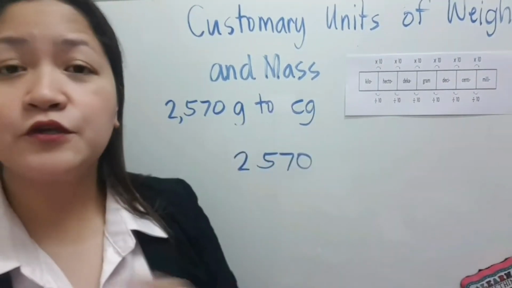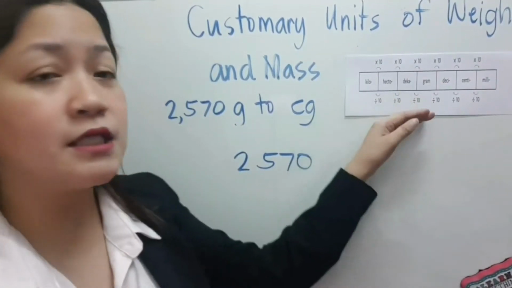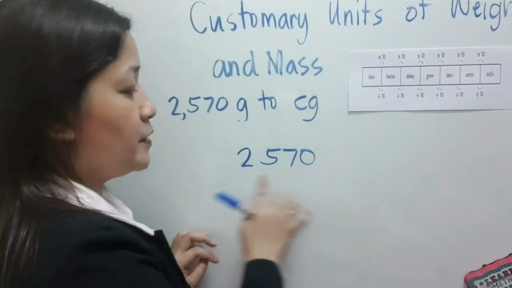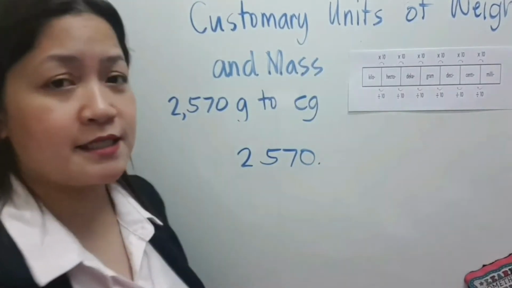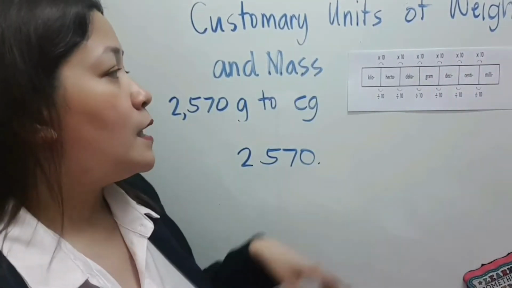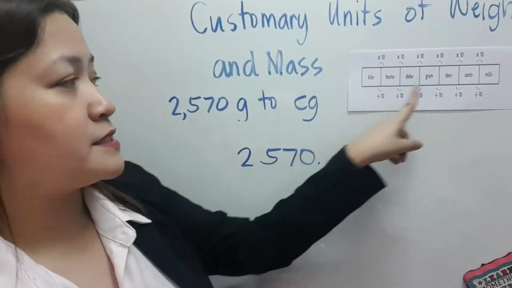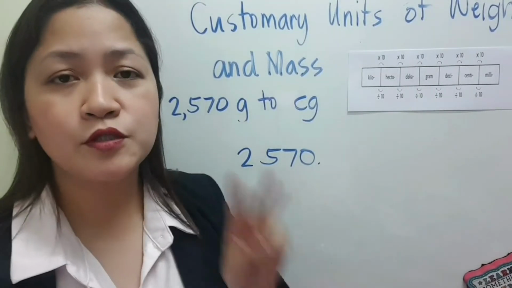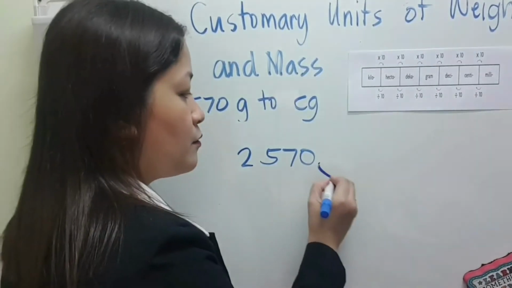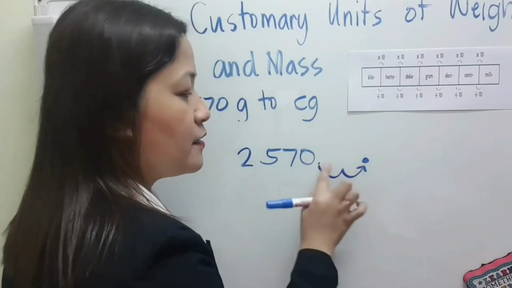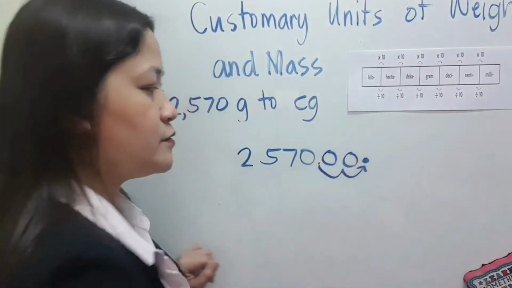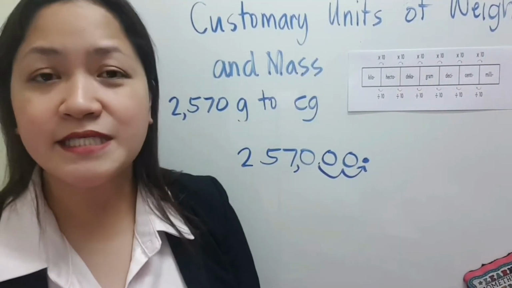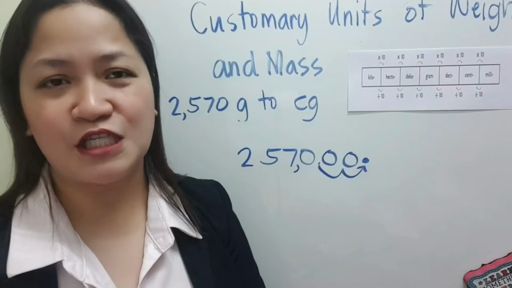So there are 257,000 centigrams in 2,570 grams. Now, what if you don't want to use the conversion factor and you want to use this diagram instead? So no problem. Remember, this is a whole number, so the decimal point is there at the end. Now, from grams to centigrams, this is gram. Going to centigram is 1, 2. So you will move 2 places to the right. So the point will be there. There are 2 spaces. You need to add 2 zeros. So that gives us 257,000, which is the same when we use the conversion factor.